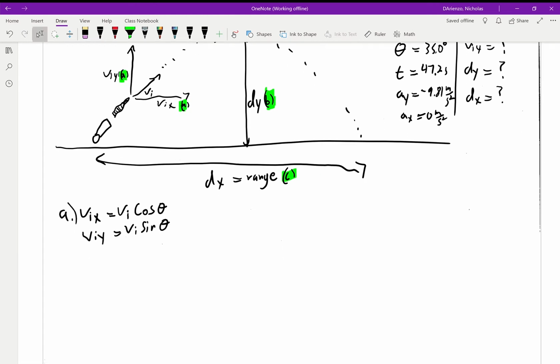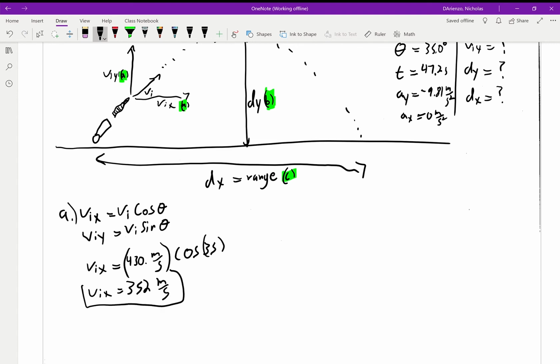So to start off, the initial horizontal component is equal to our initial velocity of 430 meters per second times the cosine of 35 degrees. This gives us an initial horizontal component of velocity of 352 meters per second. Now that's just our x components.